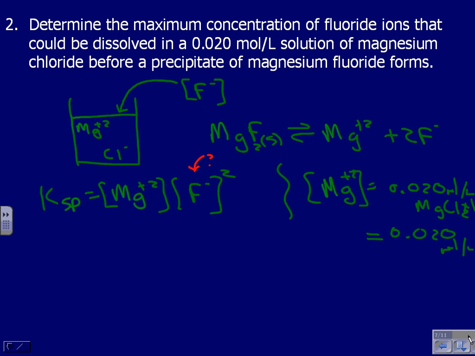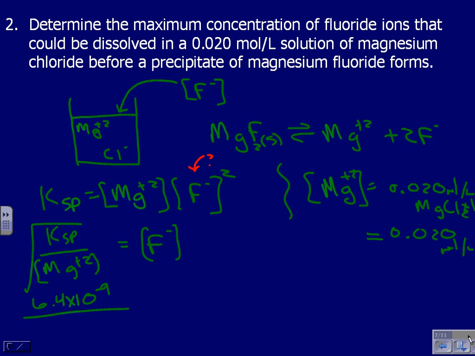Why don't I just rearrange and solve? I'll rearrange first on this one. Ksp over the Mg plus 2 concentration is equal to the square of the fluoride, so I'm going to take the square root of it. That's just a straightforward how-much-you-can-dissolve question. There doesn't seem to be anything special in it to me. Does somebody have a Ksp for that? Yep, 6.4 times 10 to the negative 9 over 0.020, square root, and I'm going to have F minus.